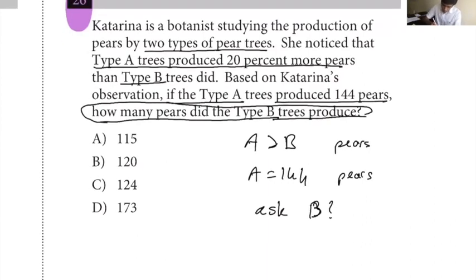So we know if A produces more, then A has to be times 1.2, so 20%, equals B, right? And so we do 1.2 times 144. Also, you should be able to unmute yourself. Yes. Okay. Times 144 equals B.